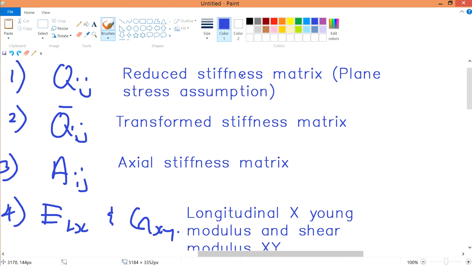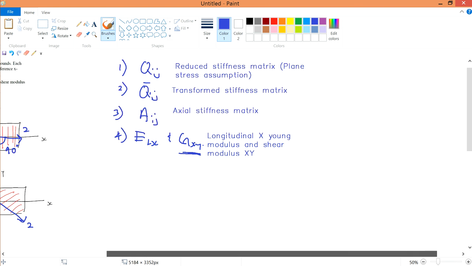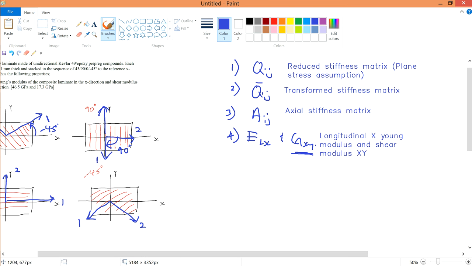In the previous video, at the end of the video, we talked about the 4 steps required in order to find your objective. Our objective is to find this one, ELX, longitudinal x. In other words, it's Young modulus in the longitudinal x direction. Also the shear modulus xy, so therefore, it's talking about the xy direction. This is the x and this is the y direction.